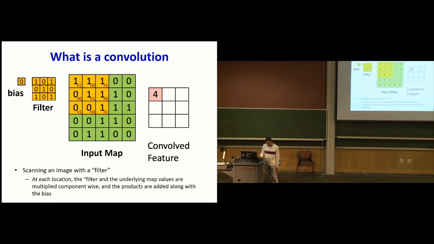And then as you scan this, you can see at each position, you will get an output. And so this was what the convolved feature looked like.